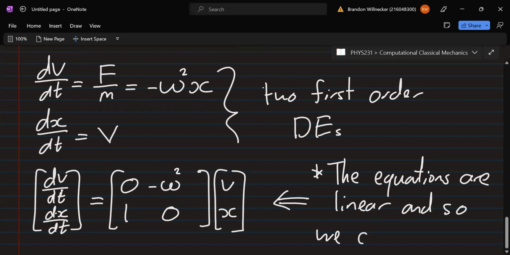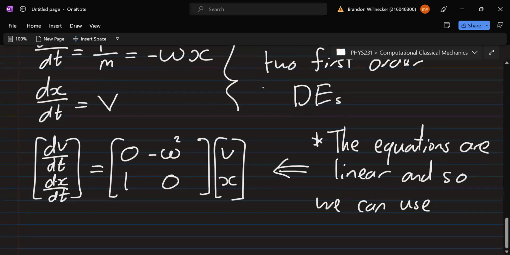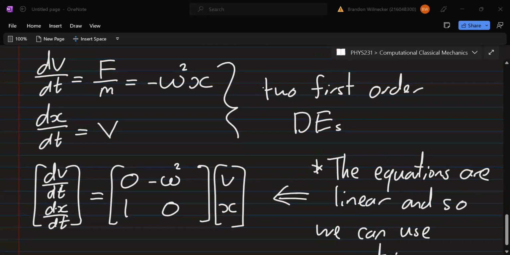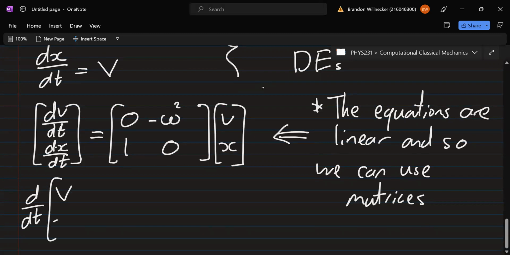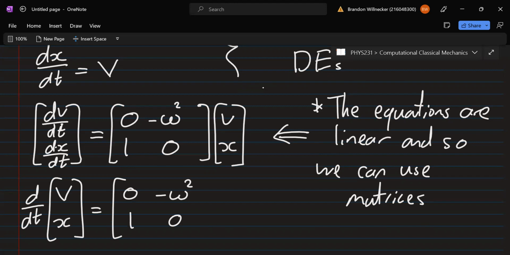And so we can use matrices. If they weren't linear, then of course we couldn't do this. But the nice thing is we can work with these matrices. So we can take this d by dt outside, because the d by dt will just act on each component. That's how we can define it. So d by dt of v and x is equal to our matrix here, 0, minus omega squared, 1 and 0, times v and x.